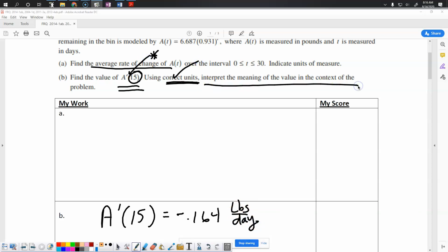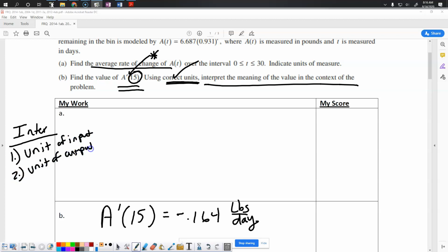But they also want us to interpret the meaning of this value in the context of the problem. Now, once again, I'm going to give you a lot of information here, but bear with me. It's going to seem like a lot, but over time you're going to get really used to me saying this because you're going to hear me say it repeatedly, especially later in the year. When it comes to interpretations, when they ask you to interpret, you have to include three things. You need the unit of the input. You need the unit of the output. And you need the context.